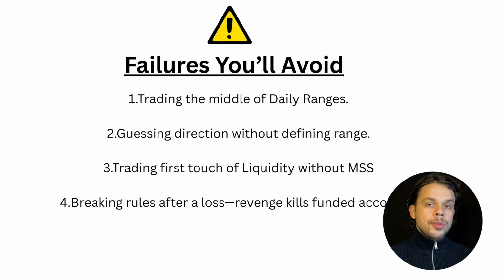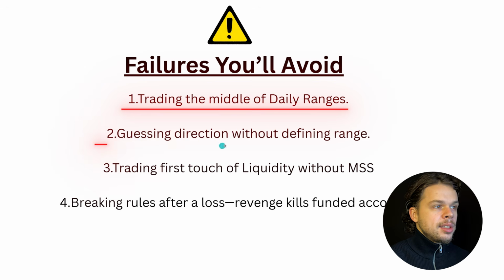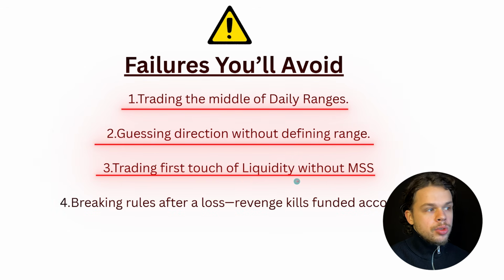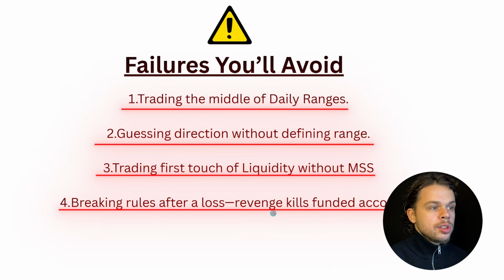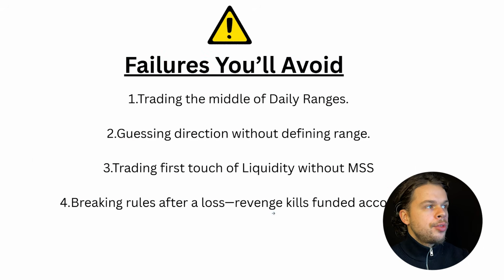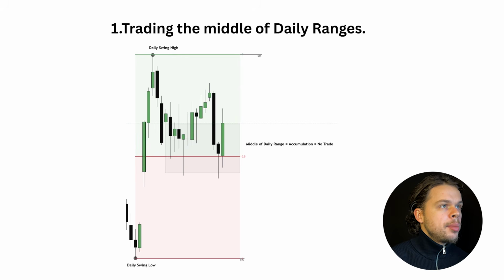So we'll now run through some failures which you will need to avoid. So trading the middle of daily ranges, guessing direction without defining a range, trading the first touch of liquidity without a market structure shift, and breaking rules after a loss. Revenge kills funded accounts. So we'll go through these individually. And number one, trading the middle of daily ranges.